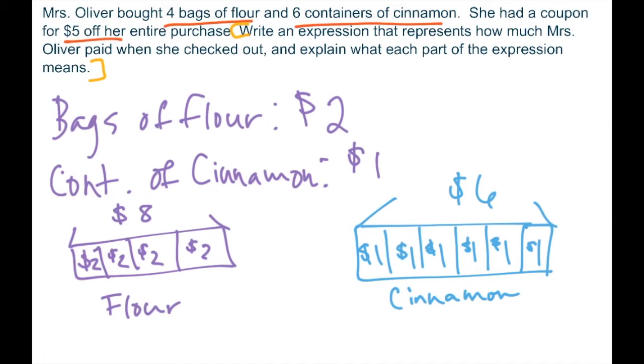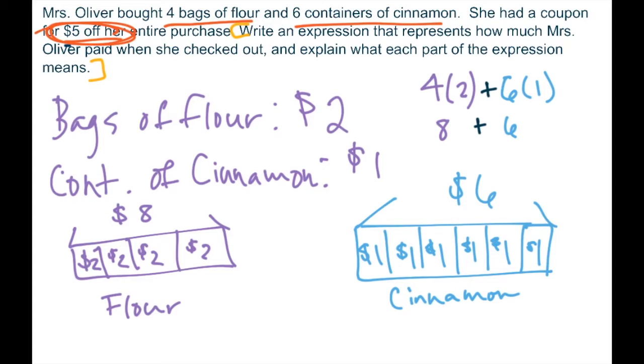Well, now I can put that together, and I said that 4 bags of flour cost $2 each, which was $8, plus my 6 containers of cinnamon at $1 each cost $6. Now, there's one more piece of information I have, which was the coupon for $5 off.